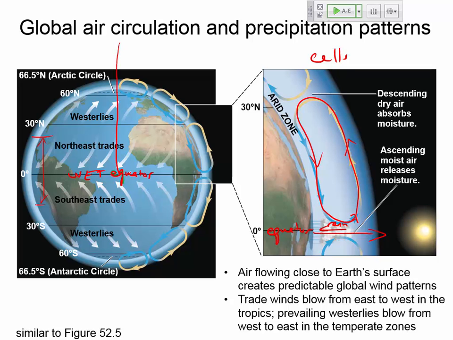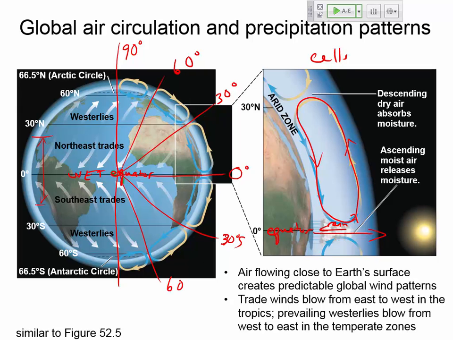Let's go ahead and draw this in here. So here we are at 0 degrees, and then up at the top here at the North Pole we're at 90 degrees, and it just so happens that there are 3 cells that form, and so they are positioned between 0 and 30 degrees, 30 and 60 degrees, and 60 and 90 degrees. That's heading both in the north direction and in the south. So here we go. Here's 30 degrees south, 60 degrees south, and 90 degrees south at the South Pole.